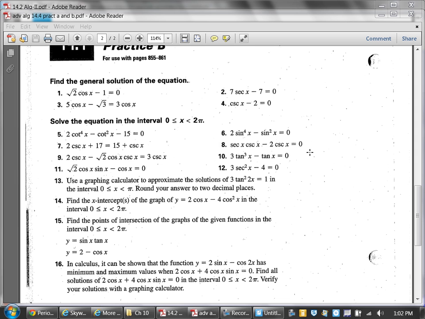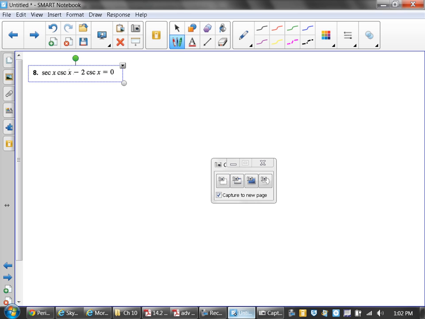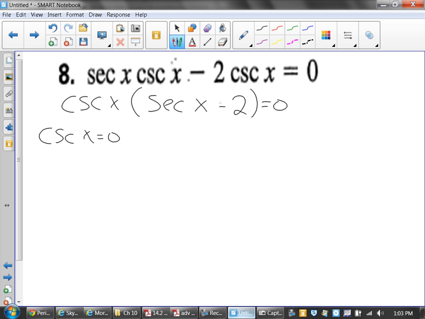But yeah, your idea here is you want to factor out the cosecant. Okay? So when you factor out your cosecant in this problem, you have cosecant of x times secant of x minus 2. So again, you have the same idea where you wind up with cosecant of x is 0. You're going to get no solution here. It's the same problem we just did. The inverse of that is sine, so we can just go ahead and do that. Here you have secant of x is 2.